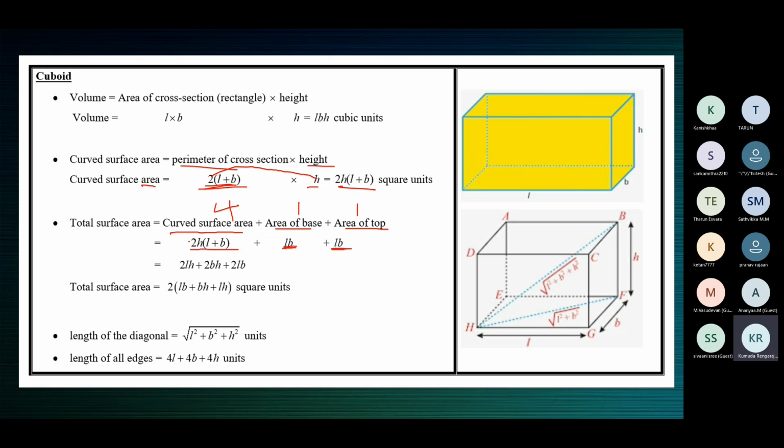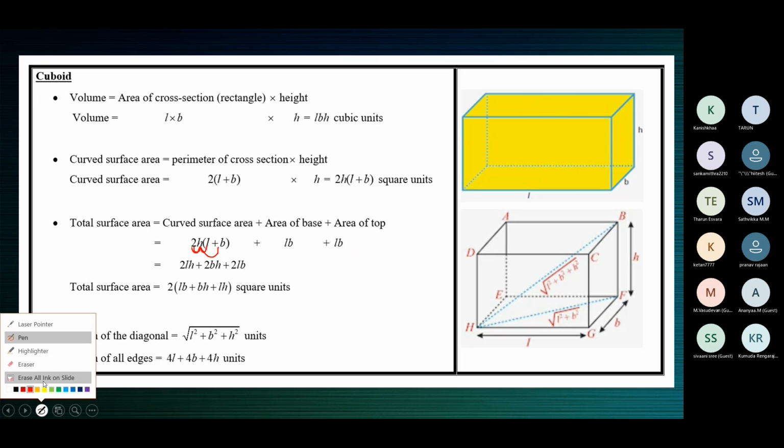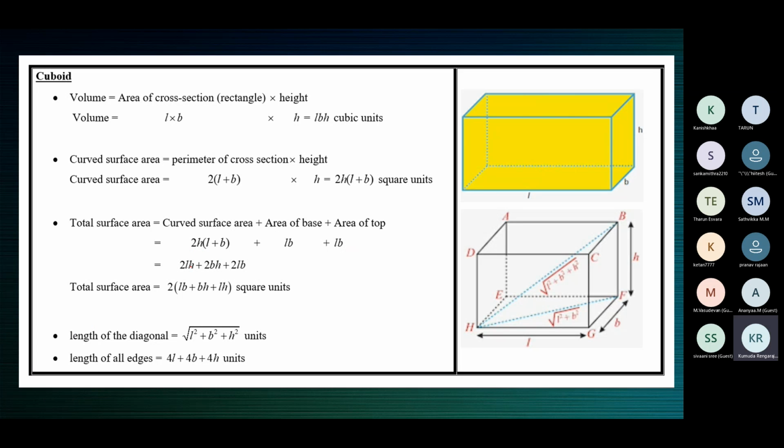So open up the bracket here. 2 into H into L, 2LH. 2 into H into B, 2BH. Multiply. Open the bracket. So when you multiply, you get 2LH. The first term and the second term is 2BH. Then here LB plus LB is 2LB.